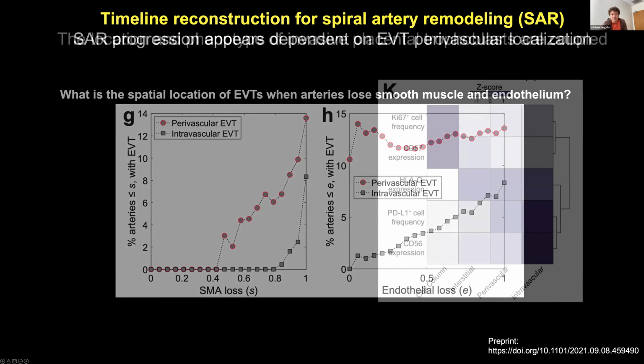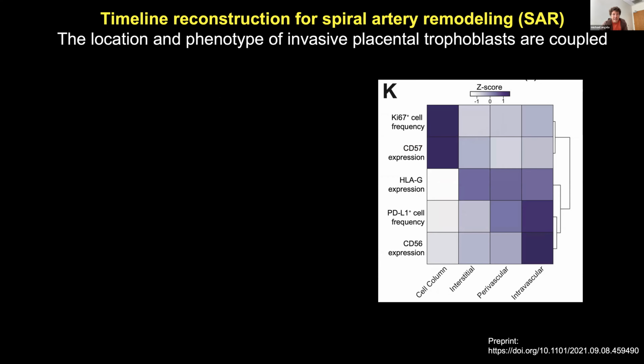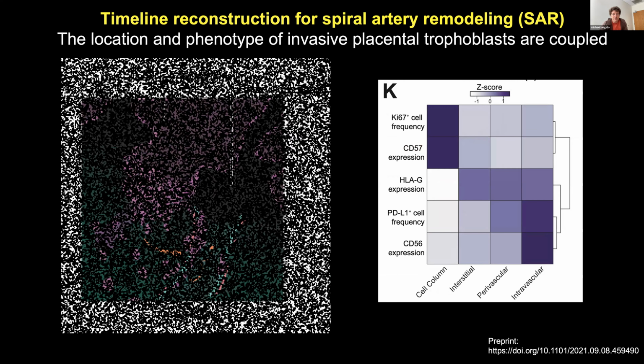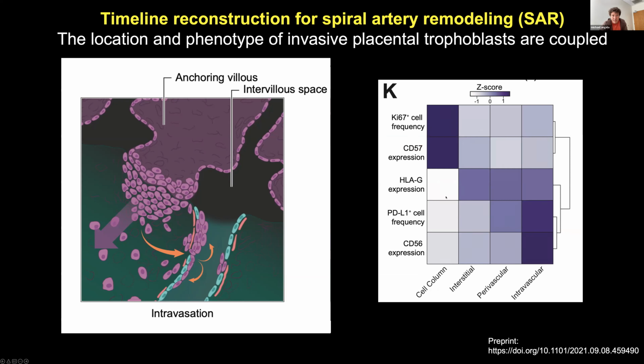And then lastly, the other point that we were able to find is that if we look at the phenotype of these cells going from the attaching villi or the cell column to the interstitial cells, perivascular, and then intravascular, there's this stepwise change in the phenotype of the EVTs, where they start off as highly proliferative with CD57 expression, and they transition to being bright for PD-L1 with CD56 expression. So all in all, together, we think that that highly supports the intravasation mode of invasion.